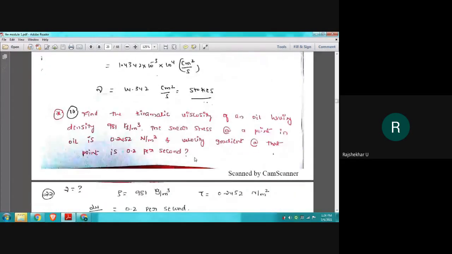This is one more problem. Please note it down, and write down the given things also. Try to solve it. Take just 5 minutes to try and solve the problem.